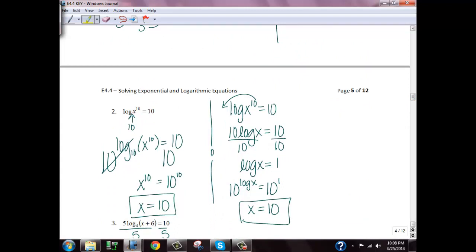Now, there's no base written there, so it's an implied base 10. So I'm going to take 10 raised to the log base 10 on both sides. When I raise it up into the exponent, my log and my 10 cancel, and I'm left with x to the 10th equals 10 to the 10th. Now, if some x raised to the 10th power is the same as 10 to the 10th power, then that means x has to equal 10.